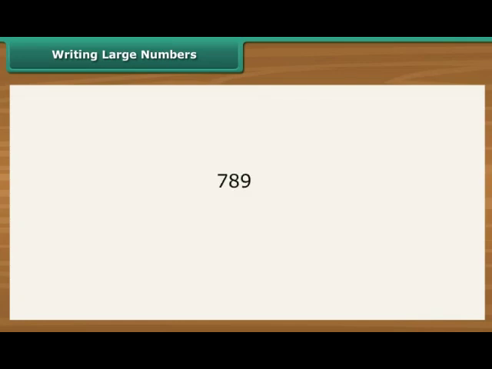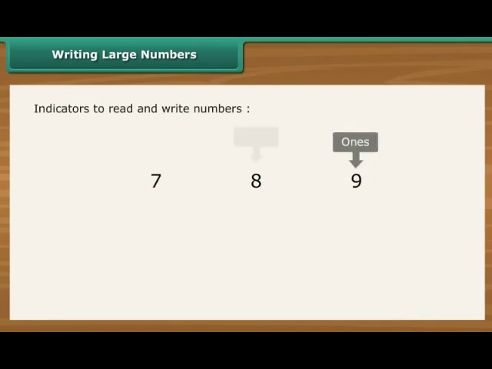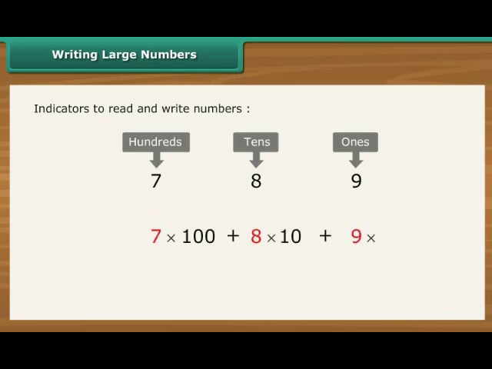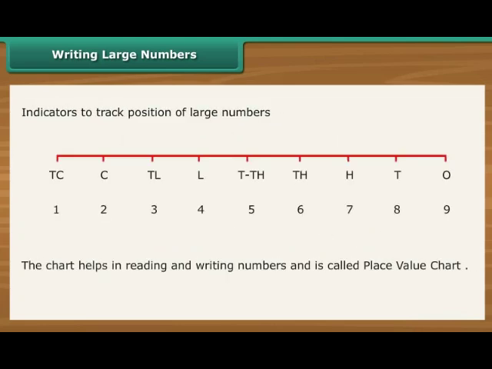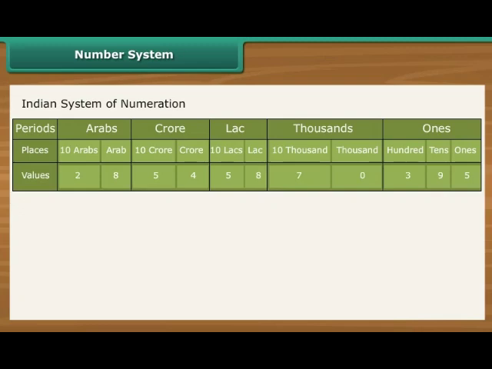Writing large numbers. Sometimes the large numbers are so large that it becomes difficult to keep track of. Then it helps to use indicators to read and write large numbers. In a decimal number system, the value of a digit depends on its place or position in the number. Each place has a value of 10 times the place to its right. It can be extended to crores. The chart helps in reading and writing numbers and is called place value chart. Number system. In our Indian system of numeration, we use ones, tens, hundreds, thousands, and then lakhs and crores.